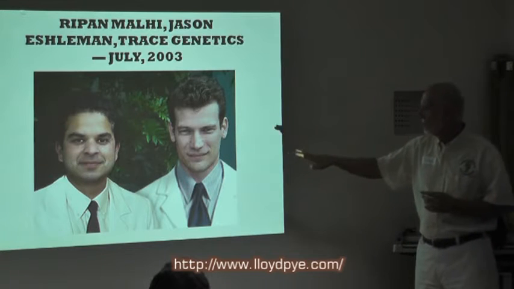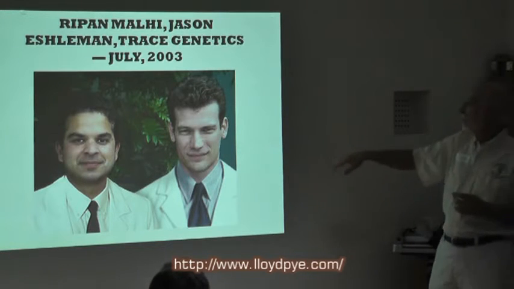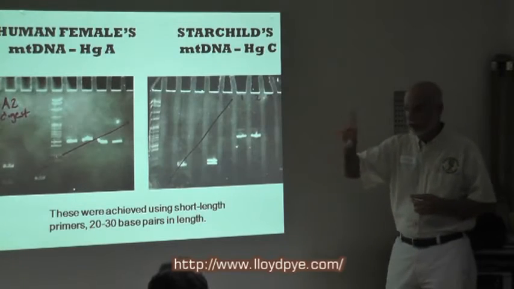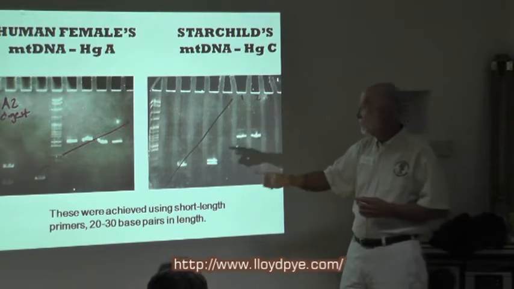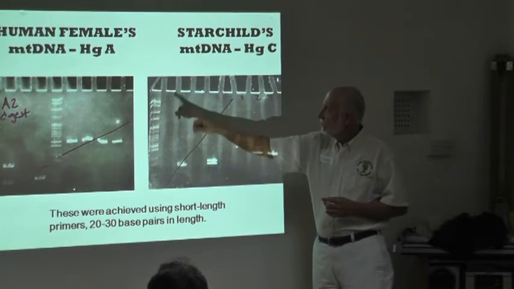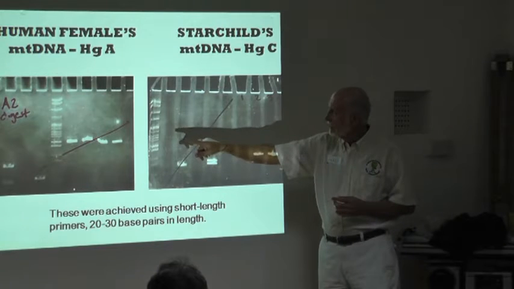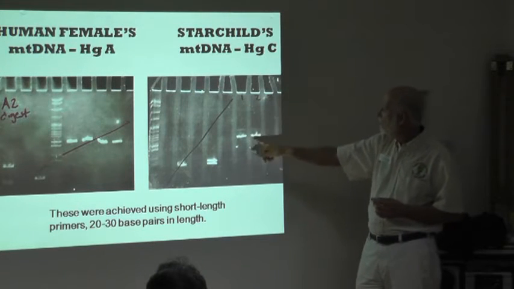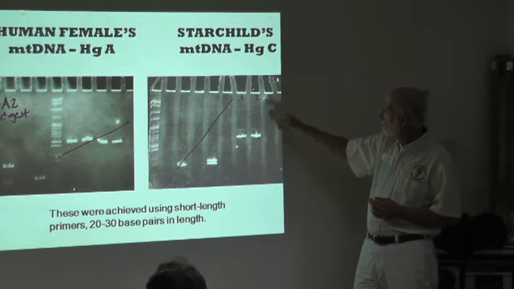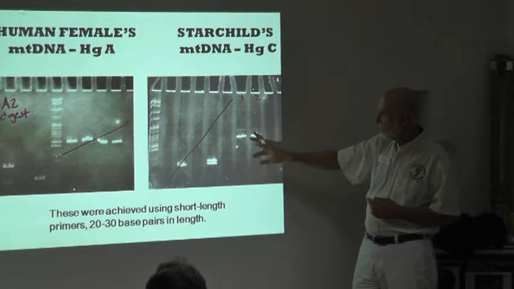But these guys did a great job, and here's what they did. Next slide. Using, again, primers. Keep in mind, 20 to 30 base pairs long, short-length base pairs. They recovered the human's mitochondrial DNA, and she was from haplogroup A, and they found mitochondrial DNA for the Starchild from haplogroup C. And that's what that means.